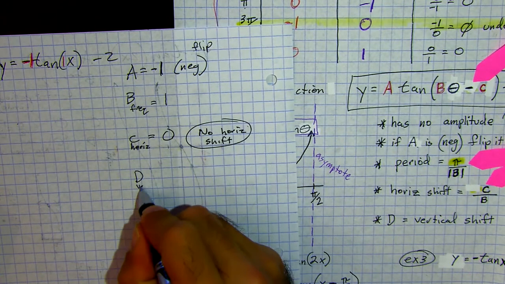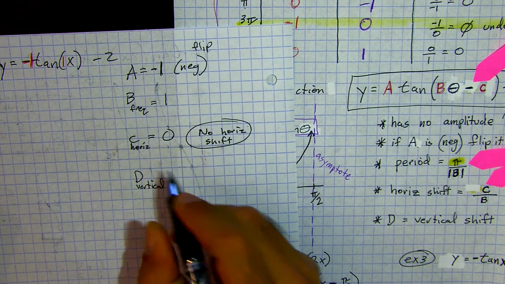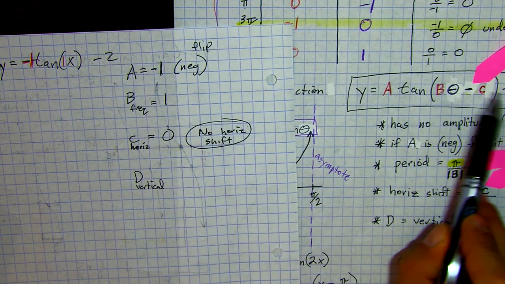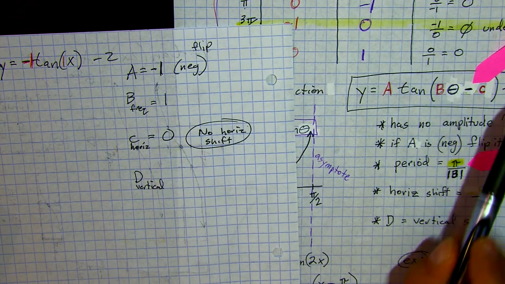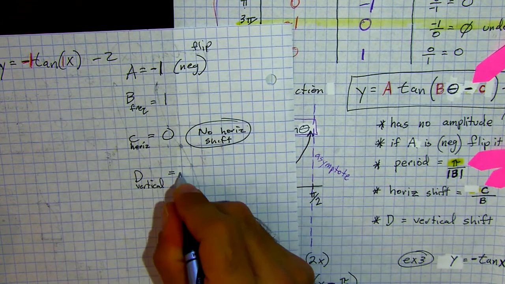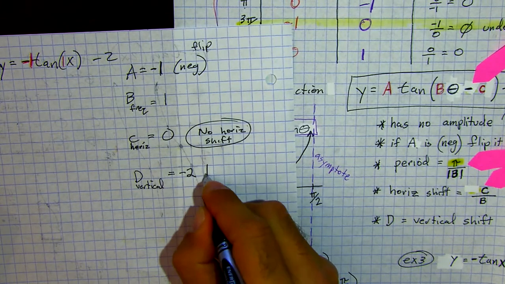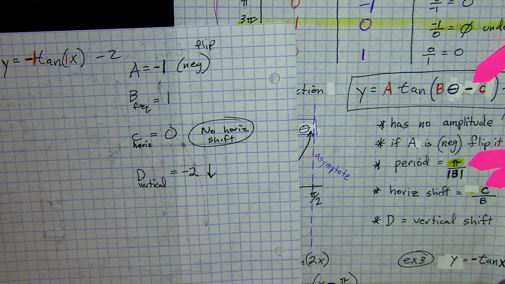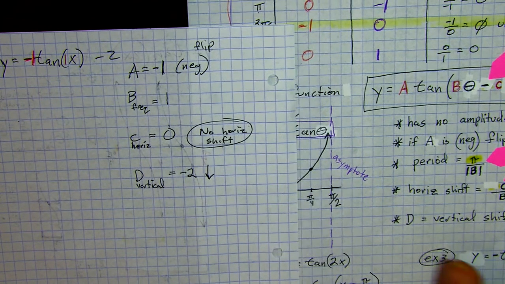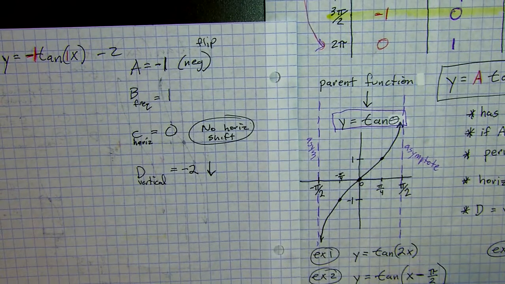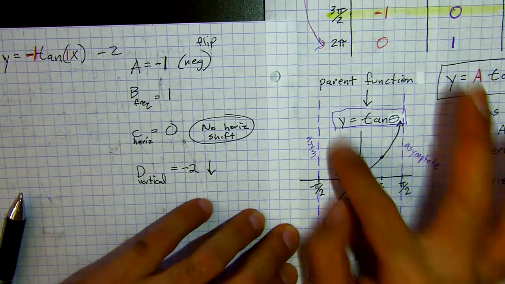D is talking about vertical shift. And I look here, it's the number out by itself. It is not connected to x or theta. It's out by itself. Here it is. It's -2. So what that means is I need to shift this down -2, and that's going to be where my inflection point starts. Okay, so remember, it's all about this. So I can even start to visualize what this is going to look like.